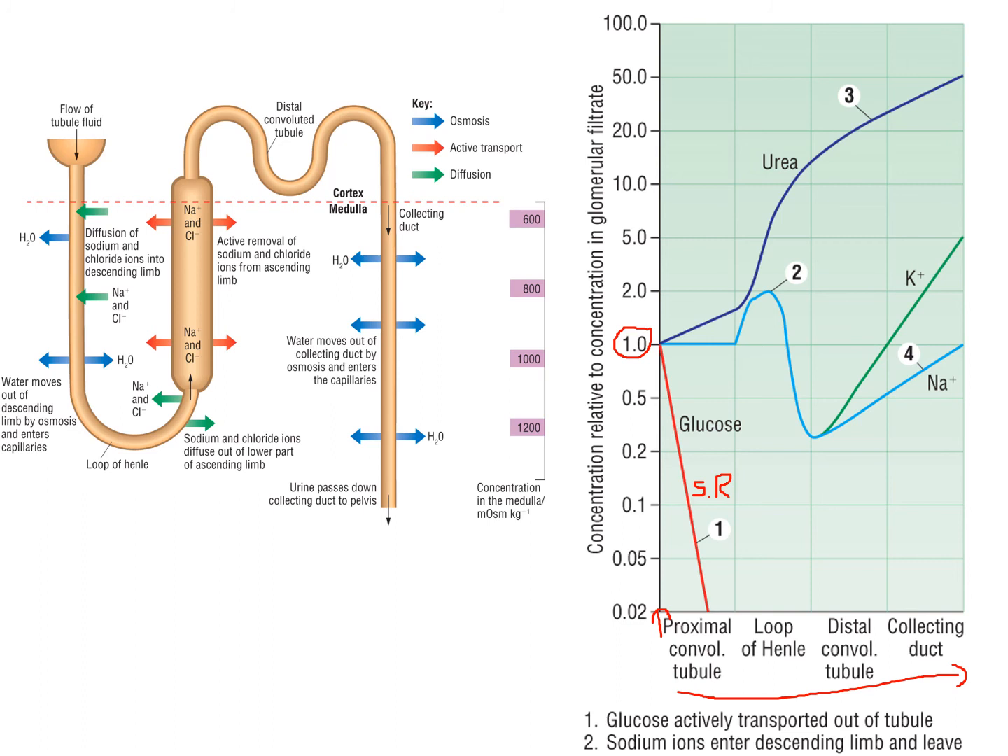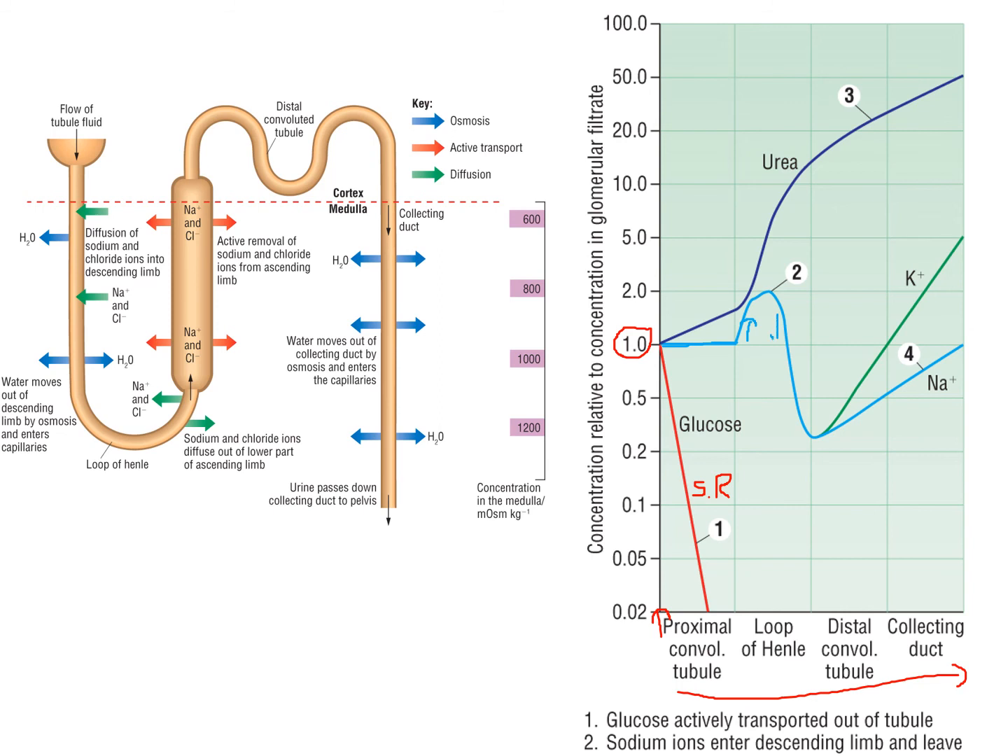Now I'm looking at the levels of sodium and potassium. The first thing is the sodium levels do not change, because there's no actual reabsorption of it during the proximal convoluted tubule. But in the loop of Henle, the sodium levels actually increase, or the relative concentration increases compared to the glomerulus filtrate, and then it drops.